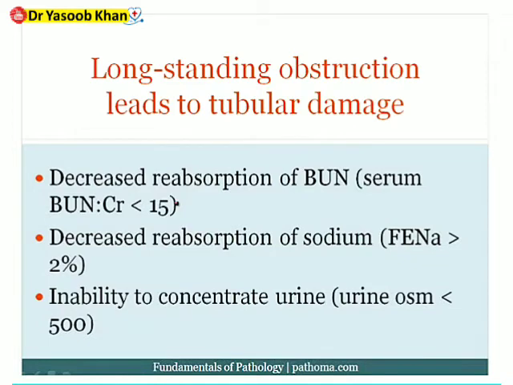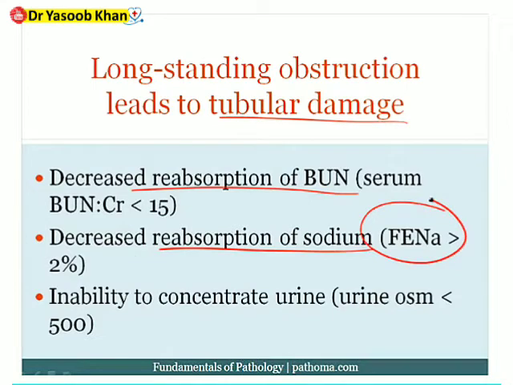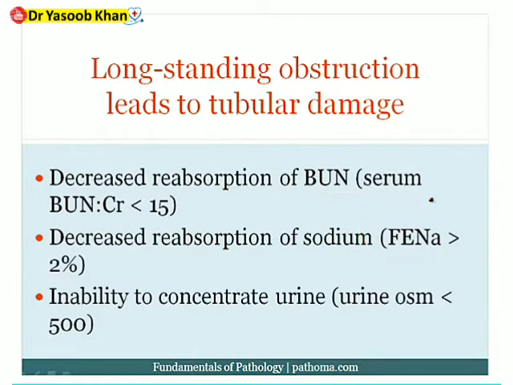Now at the same time, because you've damaged the tubules, you're going to decrease the ability to resorb sodium, and so here the FeNa will be greater than 2%. In addition, you'll decrease the ability to concentrate urine, again because the tubules are damaged, and so the urine osmolality will be less than 500.